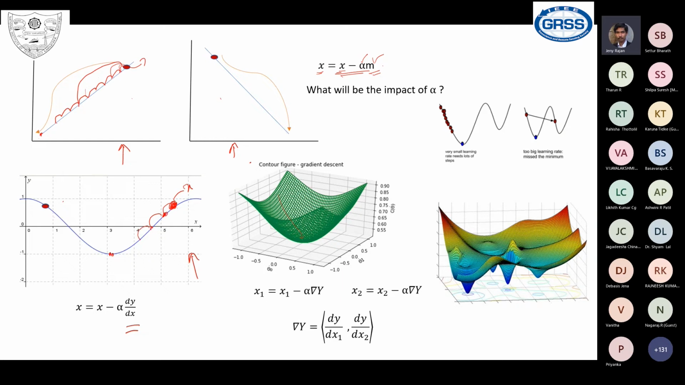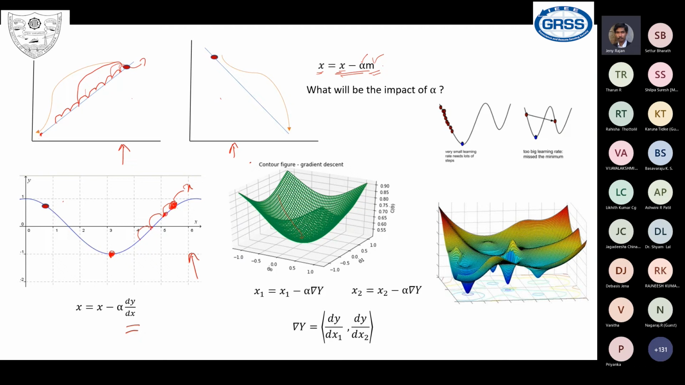So when I reach here, what happens? This is the minimum value. What happens to the derivative? It becomes 0. So it becomes x is equal to x minus 0, and x will not update. That means I reached the global minimum.